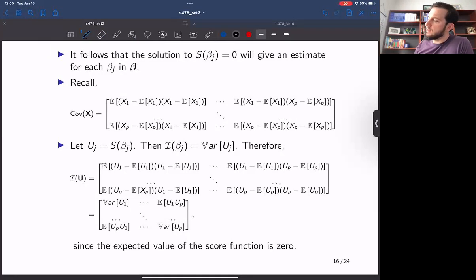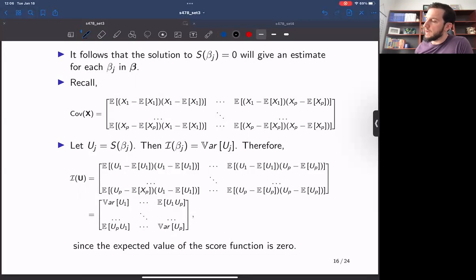Okay, so we're going to let uj equal the score function, and we're going to let I of beta j equal the variance of the score function. So that's the information function. So the information function for u is therefore going to essentially just be a covariance for u, following from the definition of the covariance for x. The diagonal elements are going to give the variance of each component of u, which is the score function of beta j. The off diagonal elements are going to give those covariances.